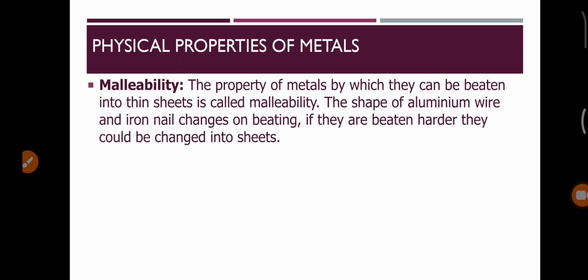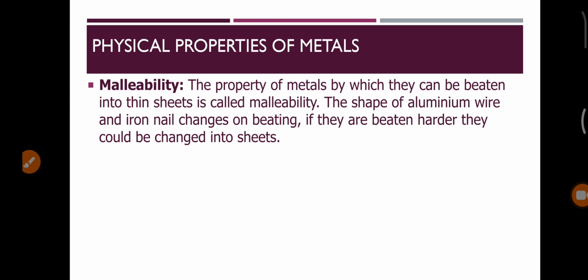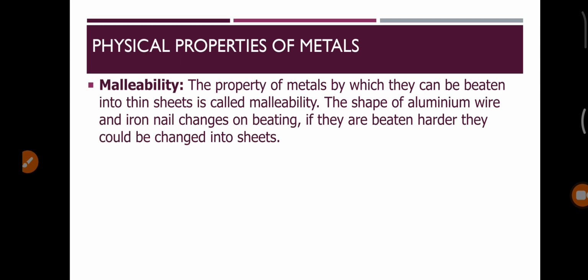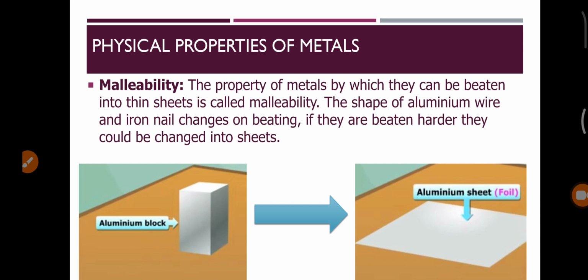Second is its malleability. What does malleability mean? The property of metal by which they can be beaten into thin sheets is called malleability. For example, the shape of aluminum wire and iron nail changes on beating. If they are beaten harder, they could be changed into sheets. So, this is an aluminum block. When it is beaten harder, it changes into aluminum sheet, or this aluminum foil.